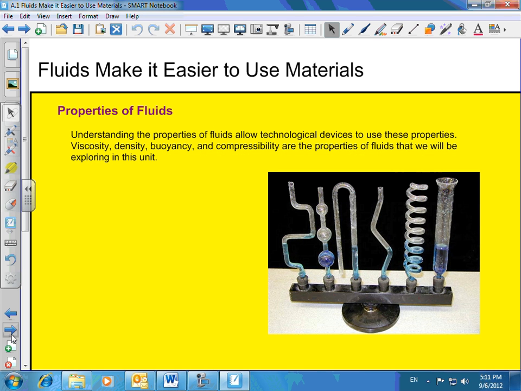So properties of fluid. Understanding the properties of fluids allows technological devices to use these properties. Viscosity, density, buoyancy, and compressibility are the properties of fluids that we'll be exploring in this unit. And this lovely little apparatus is actually used in order to determine the viscosity, density, buoyancy, and compressibility of whatever fluid happens to be within it.